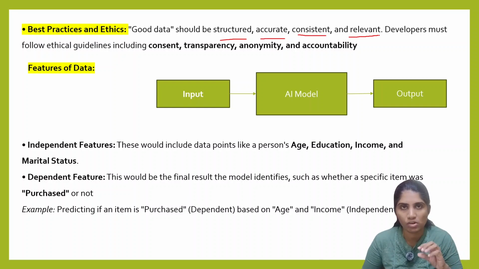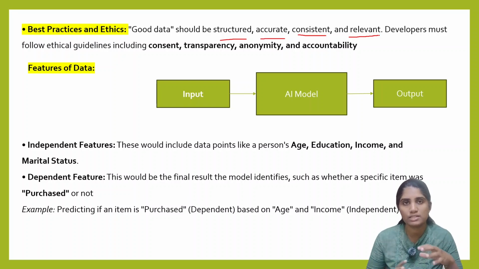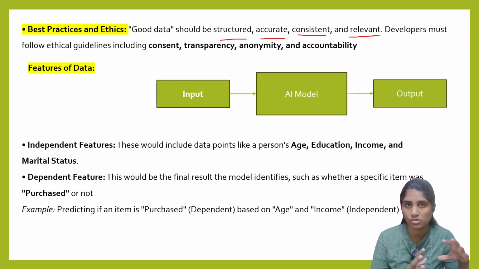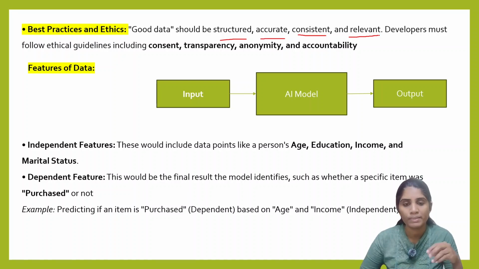So this I call a good data. And what does bad data mean? Bad data is just the opposite: whichever is not structured, that is unstructured, or it is not accurate. It might have duplicate values or null values, or it is not consistent across all the sources, and it is not relevant. So that we call a bad data.